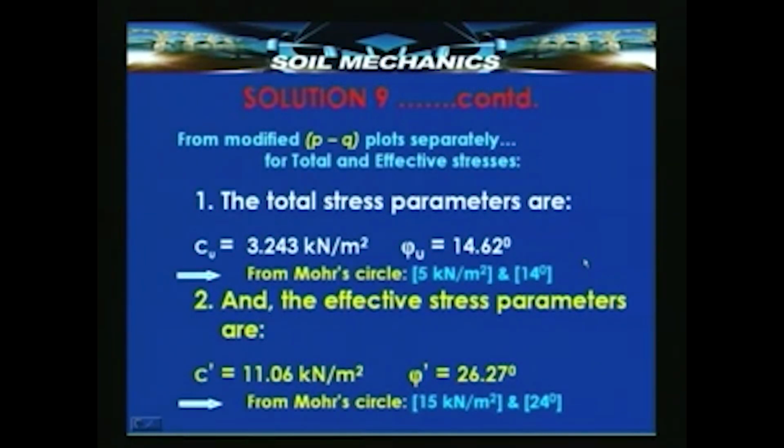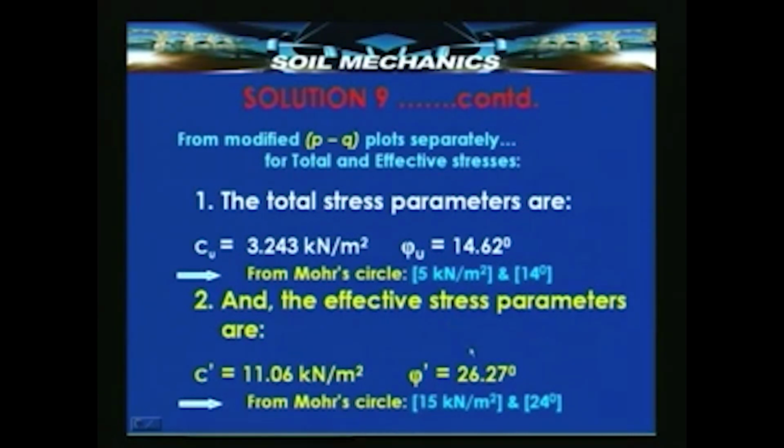So, to summarize, we get undrained cohesion and undrained friction under total stress conditions from the PQ graph like this. The corresponding Mohr circle plots gave us 5 and 14. The difference is marginal, and this much difference does occur because of the two different ways of plotting. And as I said, the PQ plot is always preferred because plotting a straight line is always easier and more accurate than plotting a circle and a common tangent.